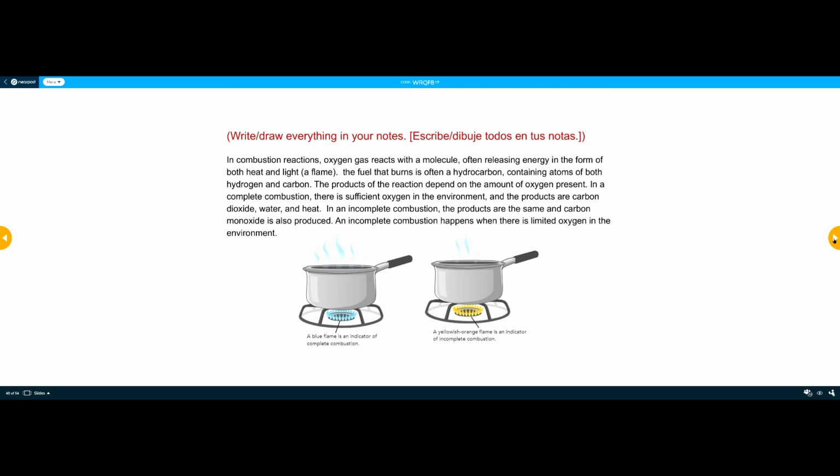And again, in the pictures, a blue flame is an indicator of complete combustion. We as humans can breathe carbon dioxide and water just fine. However, an incomplete combustion, which contains a yellowish orange flame, also produces carbon monoxide, which is lethal to humans.